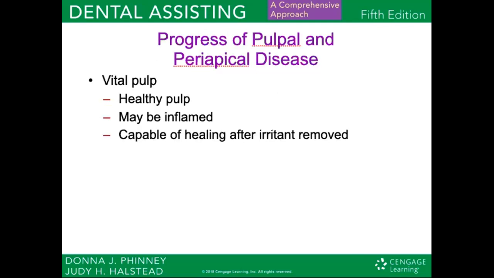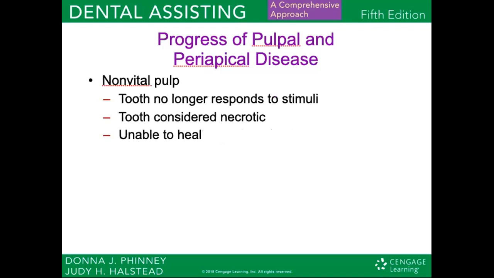Vital pulp is a healthy pulp that has never had a root canal. They may be inflamed, but they are capable of healing after the irritant is removed. With a non-vital pulp, the tooth no longer responds to stimuli. The tooth is considered necrotic as it is unable to heal.